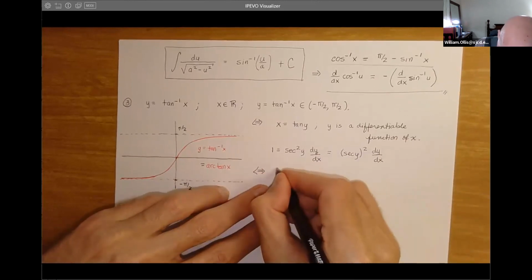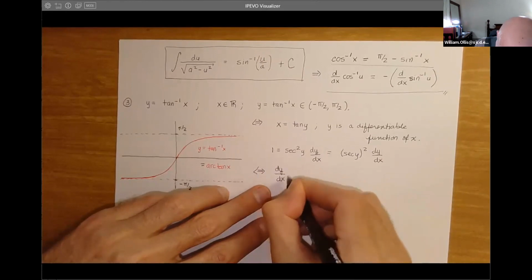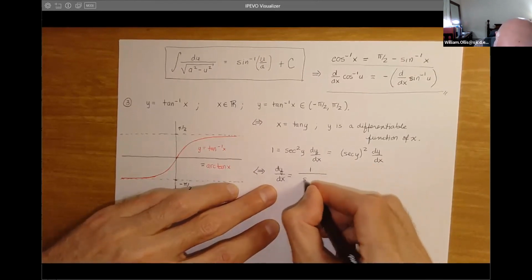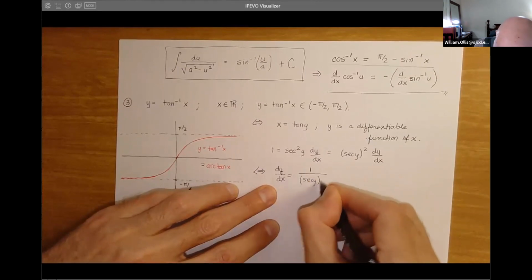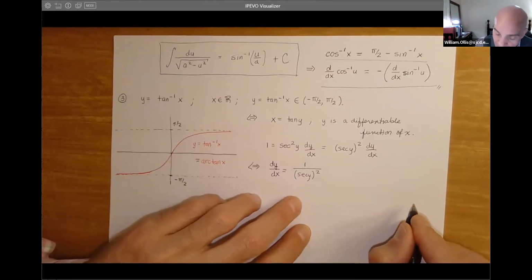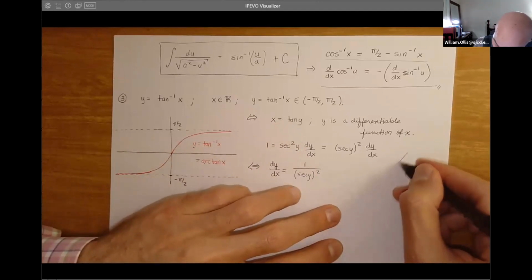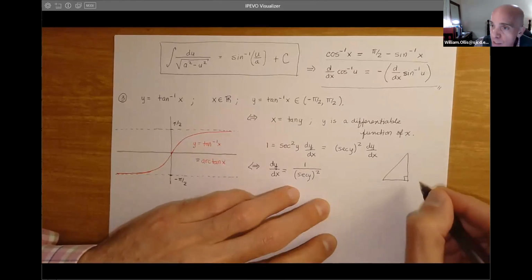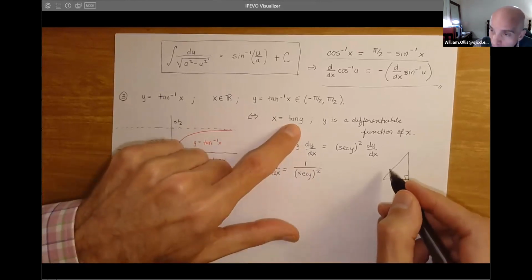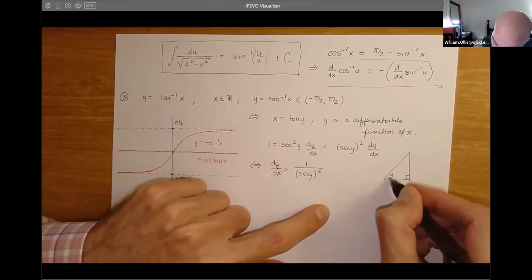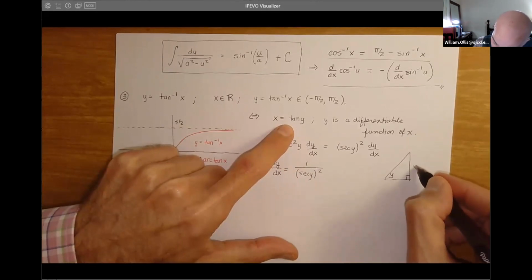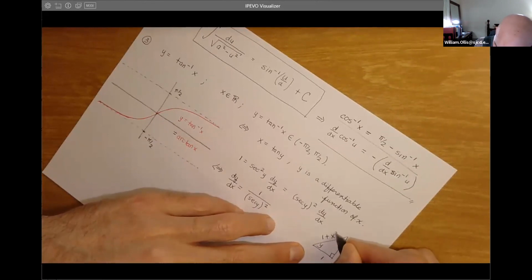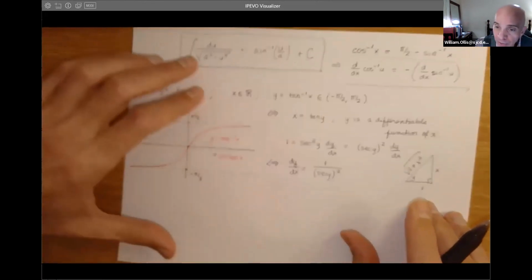And now, of course, we can solve for dy dx and just get 1 divided by secant y quantity squared. I'm doing it this way so it makes the algebra a little bit easier to see. And of course, now we can draw our triangle, keeping track of where the x's and the y's live. So again, the tangent of y here will be opposite over adjacent. So this will be x over 1. And then of course, we get the square root of 1 squared plus x squared using the Pythagorean theorem.